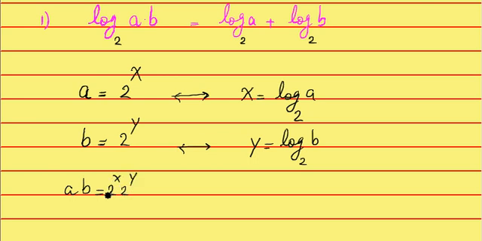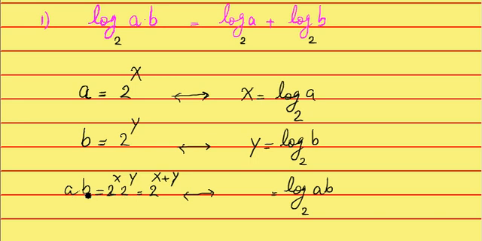Well, in the previous lecture we learned about rules of exponent. If you multiply 2 to the x and 2 to the y, you will have 2 to the power of x plus y. So a times b is 2 to the power of x plus y. Now with the notation we learned, if I were to ask you what is the logarithm of a times b in base 2, what would you say?